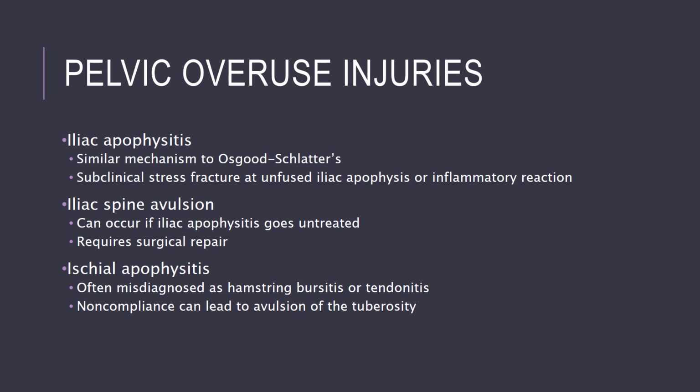Iliac spine avulsion can occur if iliac epiphysitis goes untreated. This requires surgical repair. Ischial epiphysitis is often misdiagnosed as hamstring bursitis or tendinitis. Noncompliance can lead to avulsion of the ischial tuberosity.